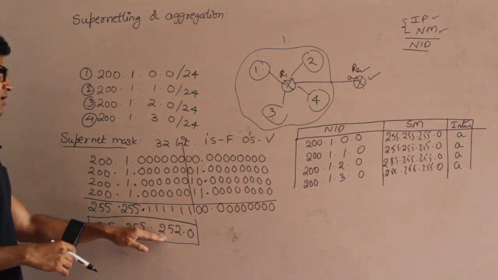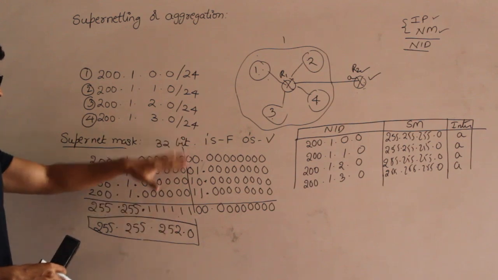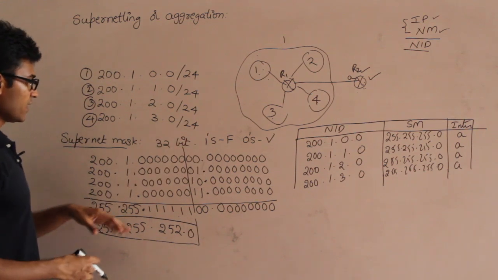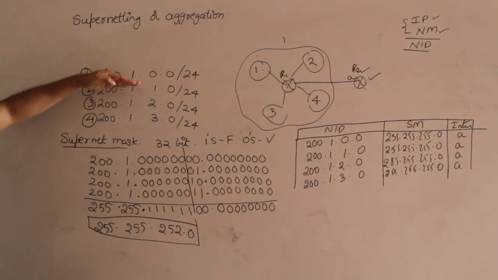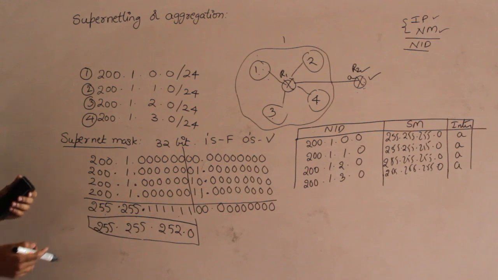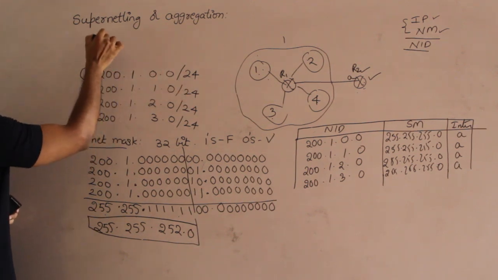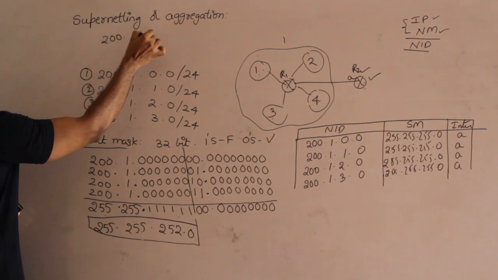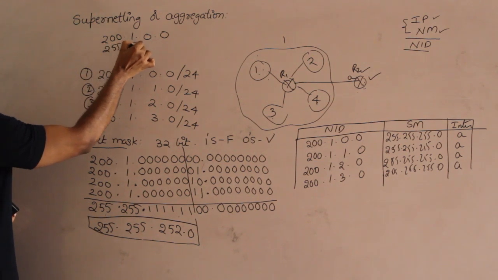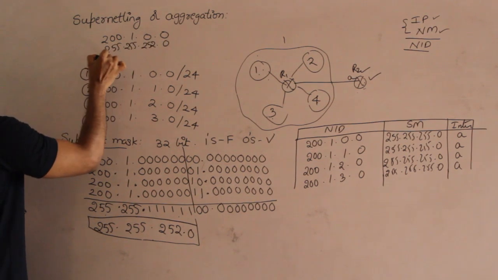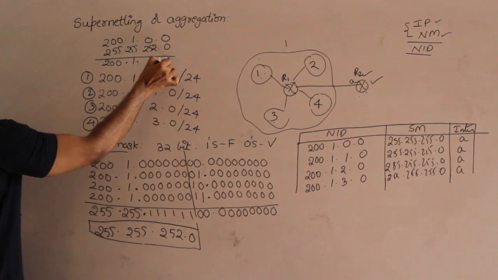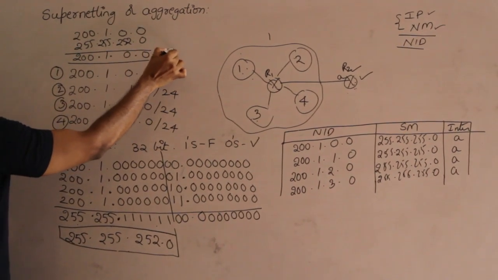Therefore you can take this number and AND it with any one of them. If I AND this supernet mask with any of these numbers, you can check it, we are going to get 200.1.0.0. Maybe I'll just do it. Let us say I take this IP address 200.1.0.0, and then I take this supernet mask, 255.255.252.0, and if I AND them, what I get is 200.1.0.0. Therefore this number is the supernet ID.